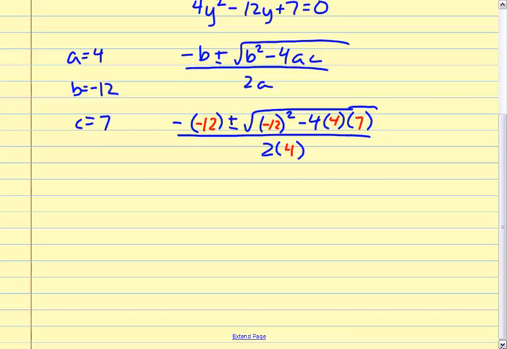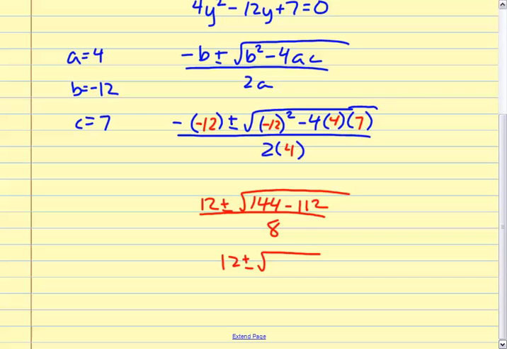Let's simplify this. This is going to turn into 12 plus or minus the square root of 144 minus 16 times 7. Let's just see. It's 28 times 4. 112. So 144 minus 112, all over 8. So 12 plus or minus the square root of 32 all over 8.